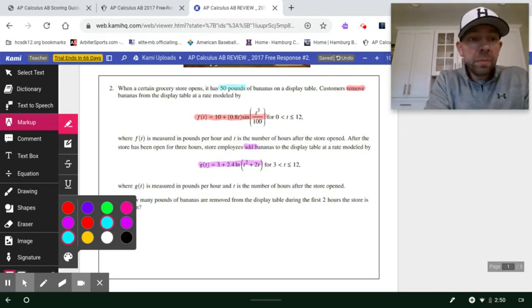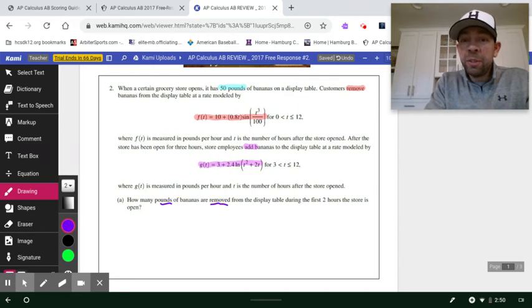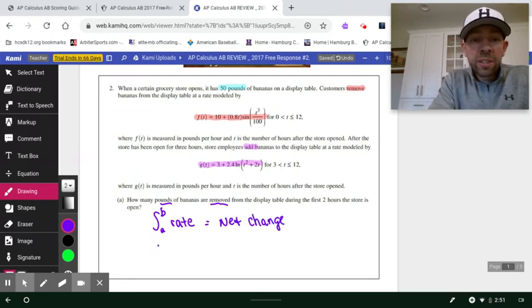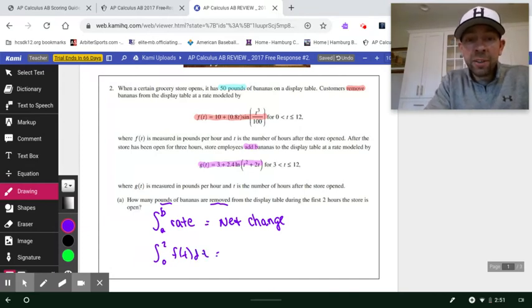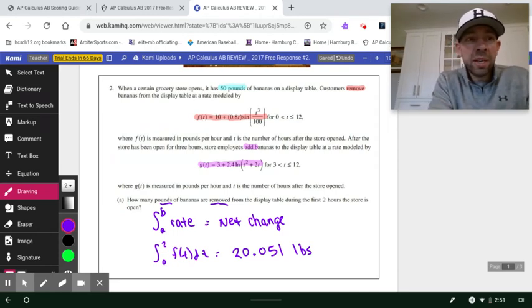All right, let's see if we can put this together. How many pounds of bananas were removed from that display table during the first 2 hours? This is what we call the net change theorem. Anytime you integrate a rate of change, the answer is going to be the net change in how much a function has changed. So in this case, we want to integrate from 0 to 2, integrating the f of t function. We'll perform that integration on our calculator, and we get about 20.051 pounds of bananas. I double checked the directions to make sure they didn't want me to round to the nearest whole number. It doesn't look like they do, so we're going to keep those 3 decimals.